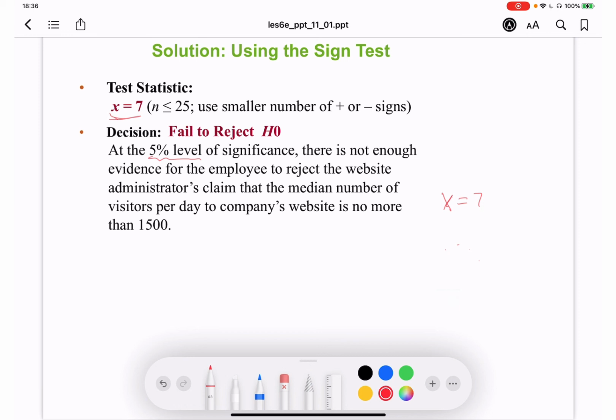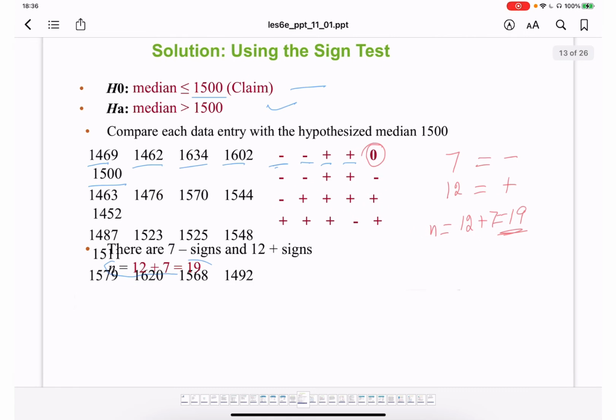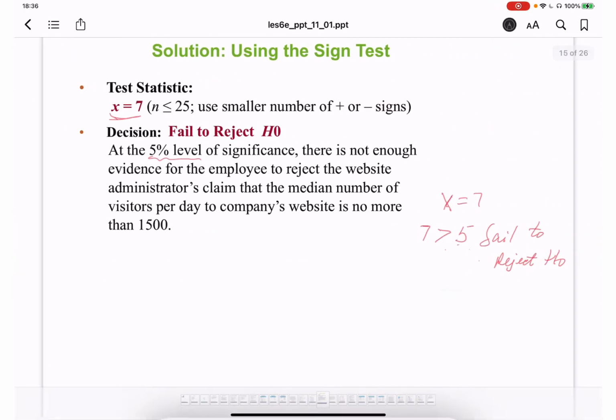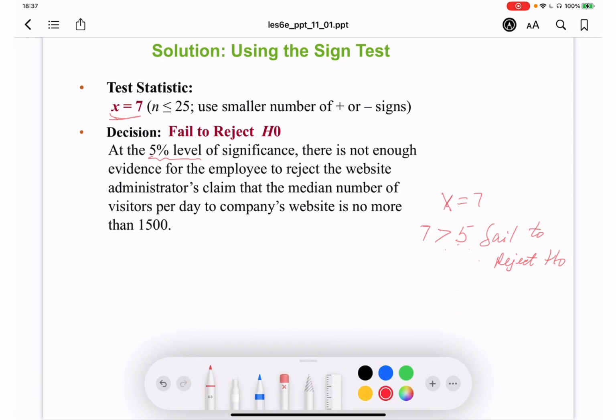Which means our test statistic is greater than our critical value, and that means we fail to reject the null hypothesis. And which is our claim, right? The null hypothesis was our claim. Yes, the null hypothesis is our claim. So we're going to draw a conclusion about the null hypothesis. Since we failed to reject the null hypothesis, that means we accept it, right? And because we are going to use the verbiage reject, we have to add another negation. So with the word reject, the meaning would be support. So at the 5% level of significance, there is not enough evidence for the employee to reject the website administrator's claim that the median number of visitors per day to the company's website is no more than 1500.